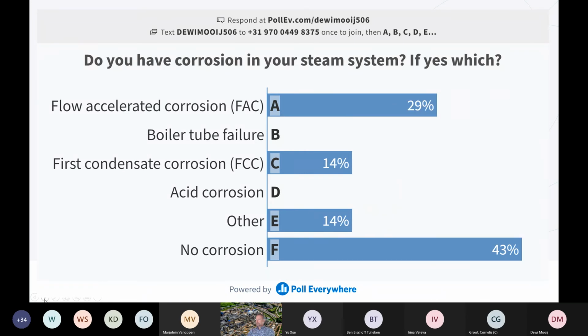So based on that, flow accelerated corrosion, just what Ben has researched, is one of the biggest causes of tube failure. The next slide, please.